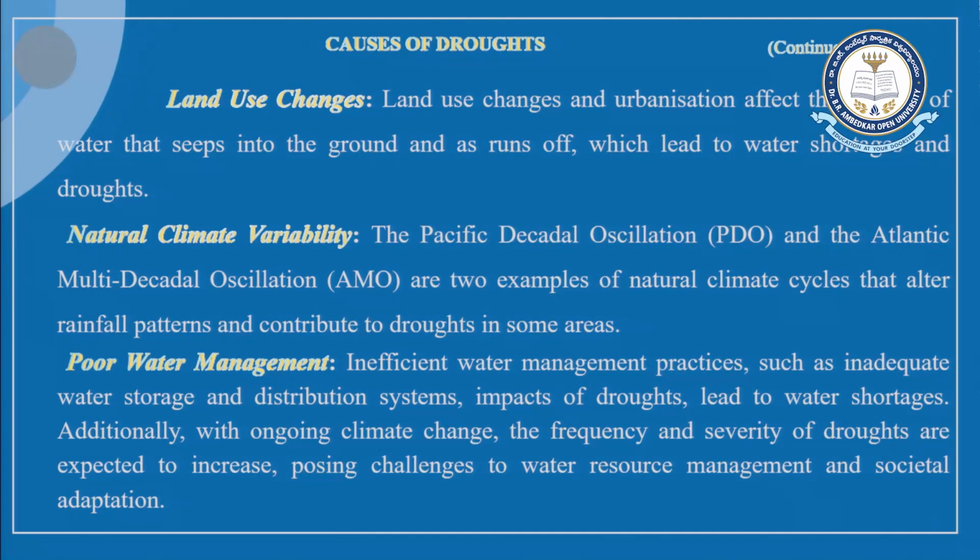Natural climate variabilities, such as the Pacific decadal oscillation and the Atlantic multi-decadal oscillation, are a few examples of natural climatic cycles that contribute to the occurrence of droughts. Poor water management: insufficient water management practices, such as inadequate water storage and distribution systems, worsen the impacts of droughts and lead to water shortages.